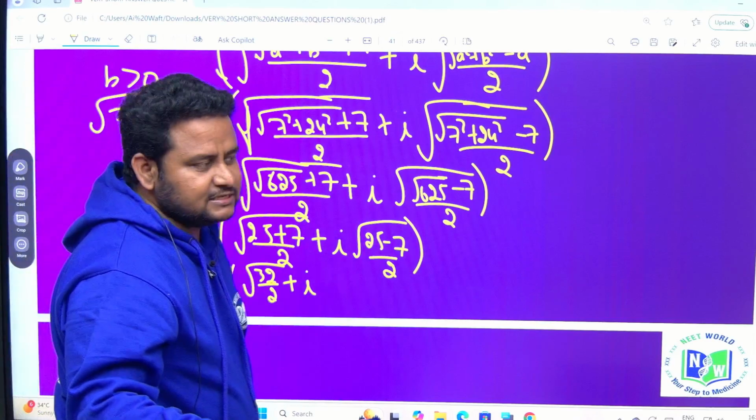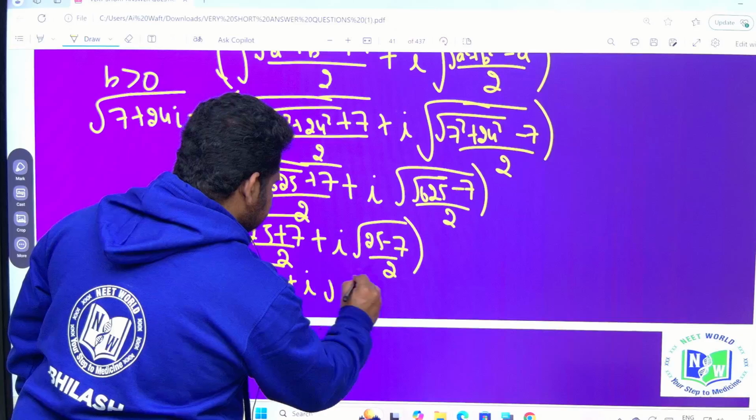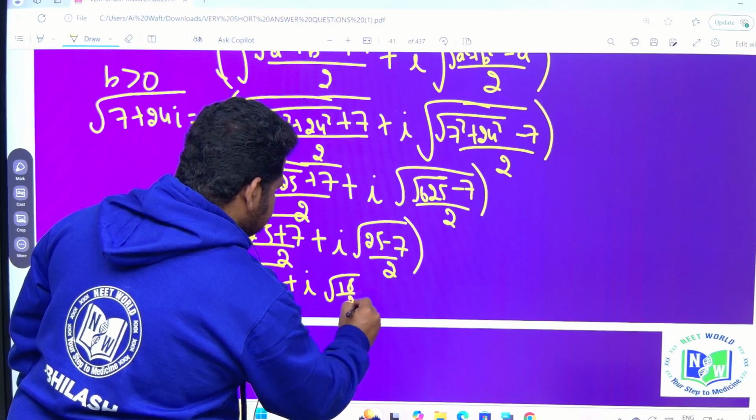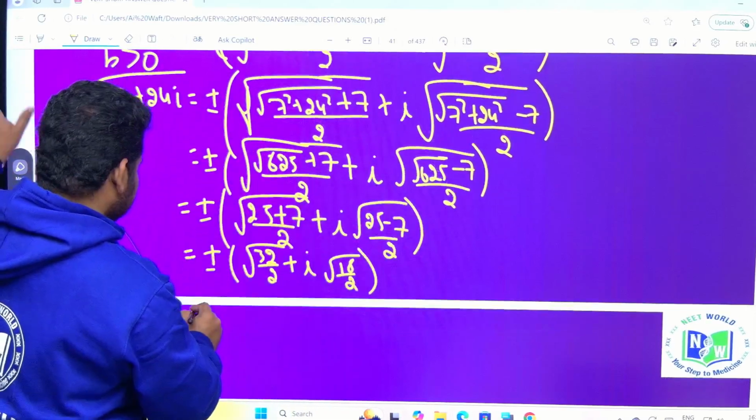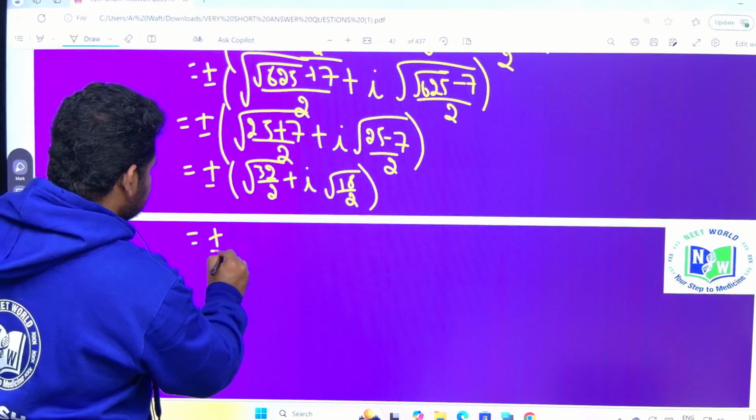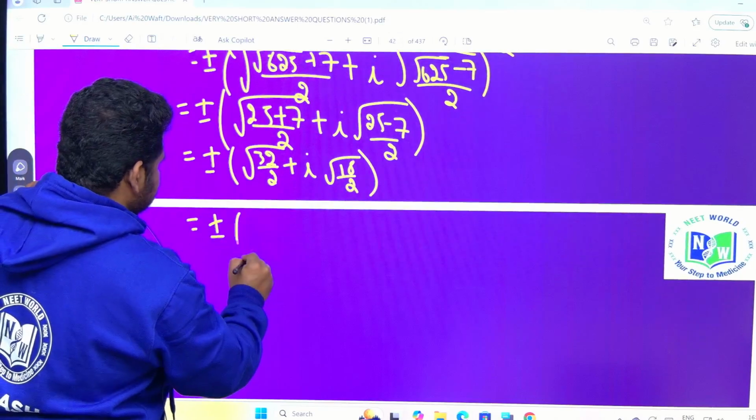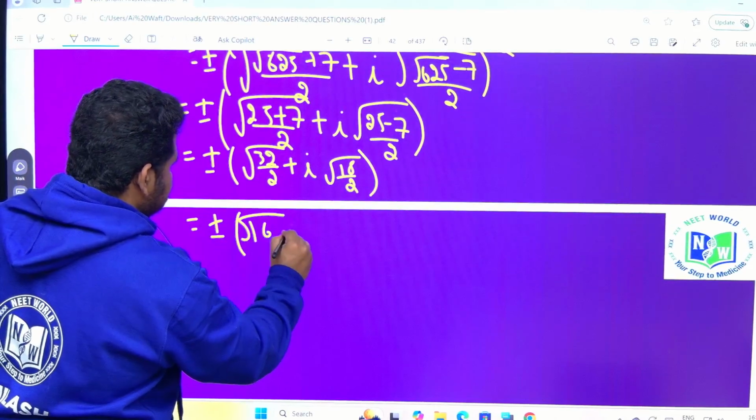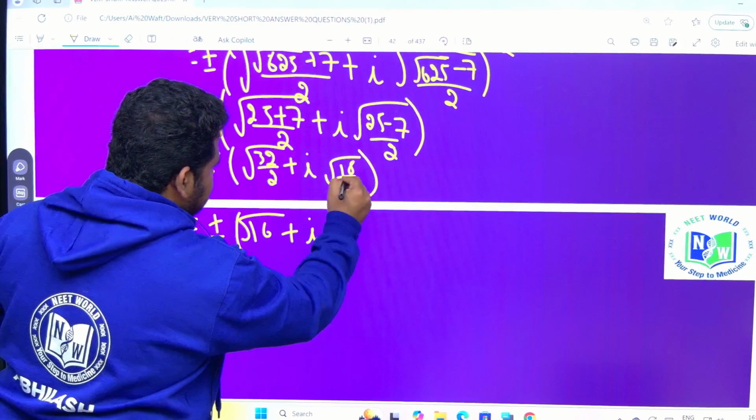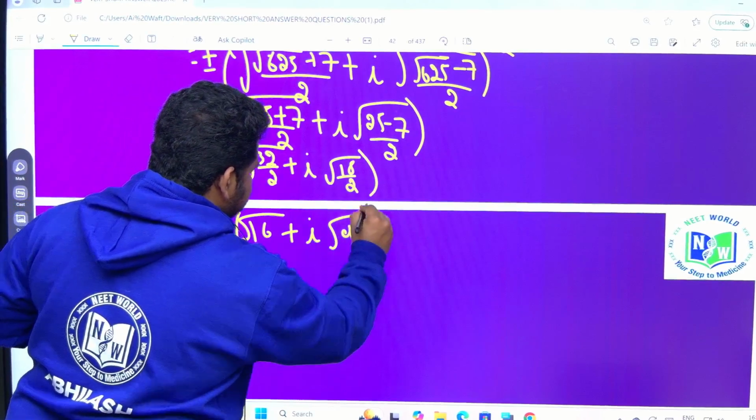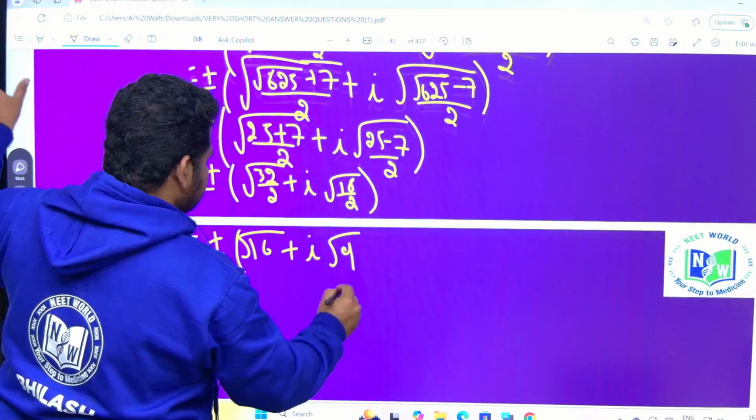25 minus 7 is 18. So, you can write it as 18 divided by 2. So, this value will be equal to 32 by 2, and 32 by 2 will be 16. So, I can write here square root of 16 plus i into 18 by 2, which will be 9, square root of 9. Okay, square root of 9.